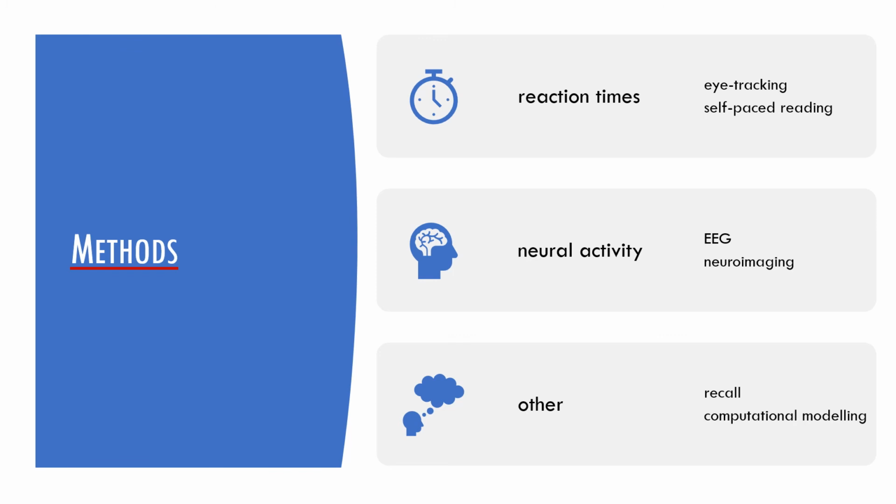In the recent decades, electroencephalography and neuroimaging have been used to examine the neural activity during sentence comprehension. But there are also other methods. For example, computational modeling is on the rise during the last years. Researchers create models and compare them with the experimental evidence. Another method is to analyze recall on the sentence context.